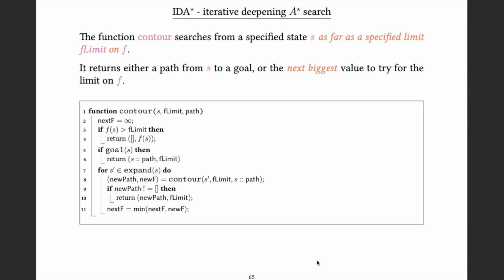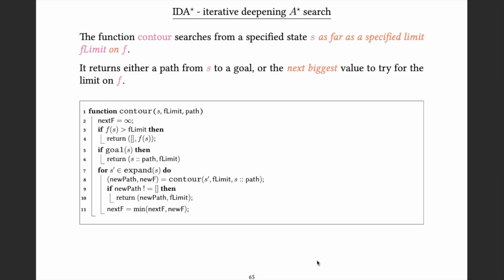Okay, now that f of s in the first if statement is the value that we've seen when we've gone beyond the current f limit. The second if statement just says if s is a goal, then we're done, so we can return s cons'd onto the existing path, which is going to be our solution. And then here I'm returning the f limit, but it doesn't really matter what you return here, because you found a solution. Okay, so that's essentially just a placeholder.